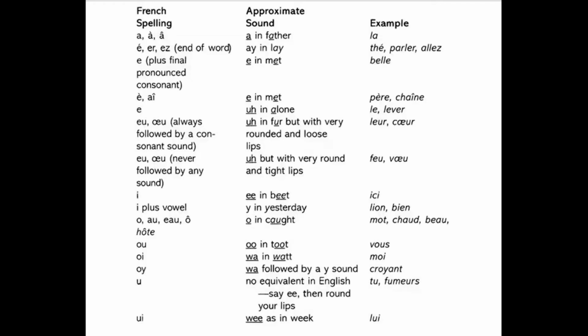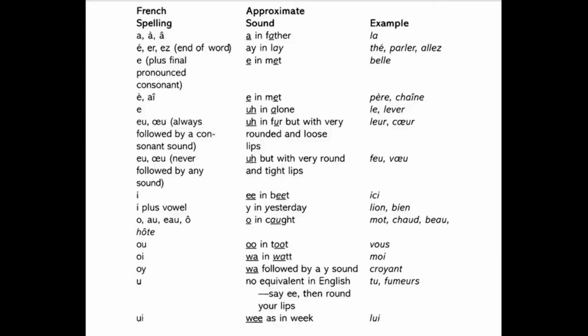Then O, AU, EAU, and O with circumflex. The sound is O, like in cot. So it is mot, short, bow, bow. Okay. OU is OO, so like two, tooth, like woo.